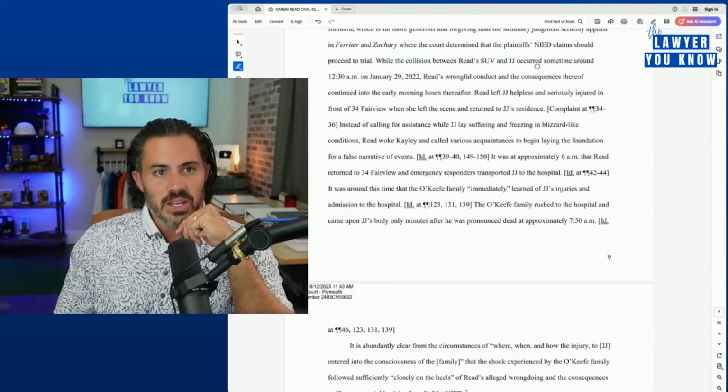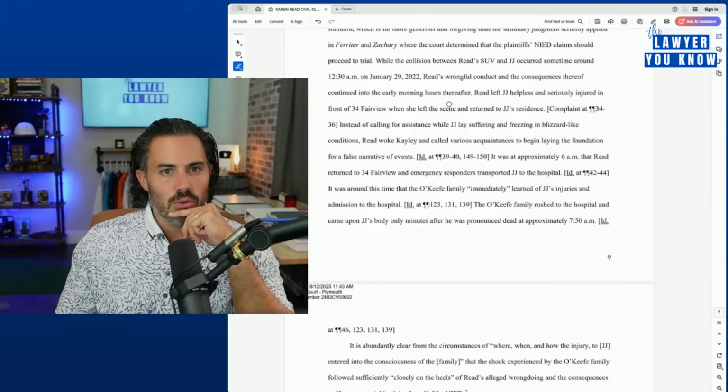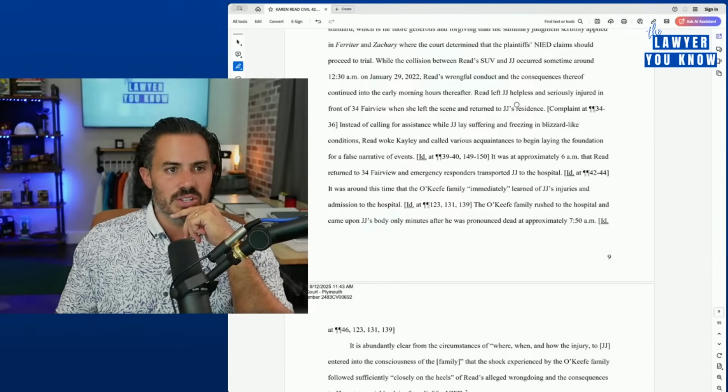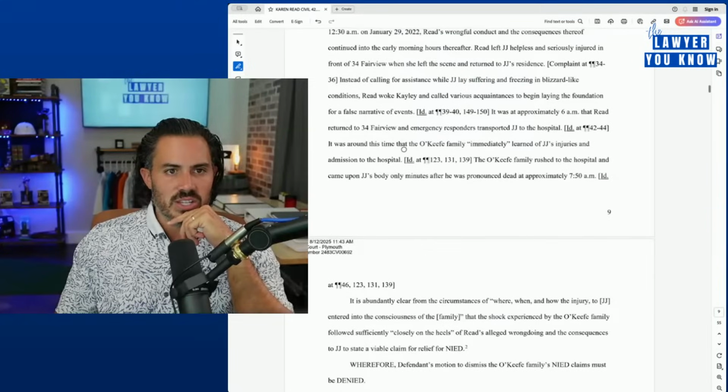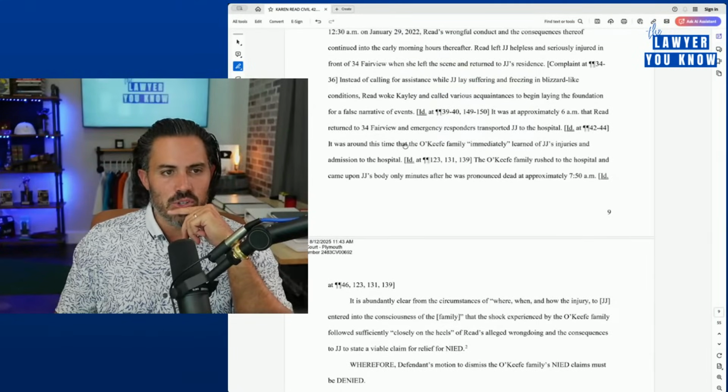All right. Collision between Reed's SUV and JJ occurred sometime around 12:30. She left JJ helpless and seriously injured, instead of calling for assistance while he lay there suffering and freezing in a blizzard-like condition.